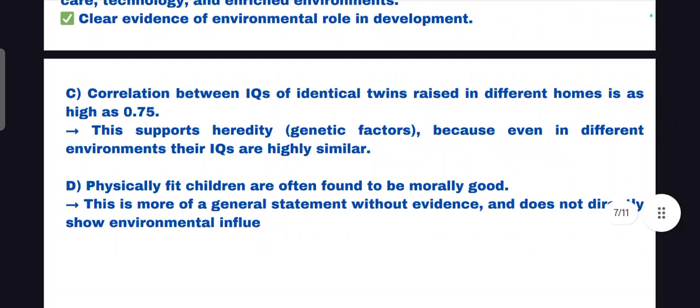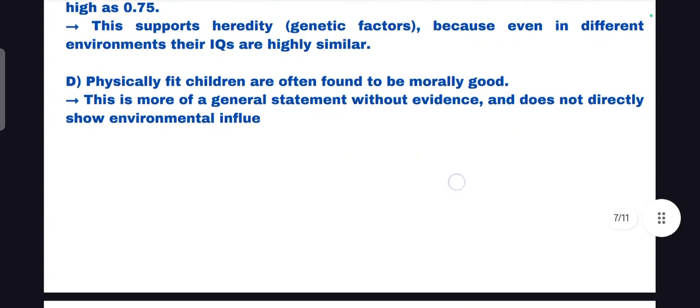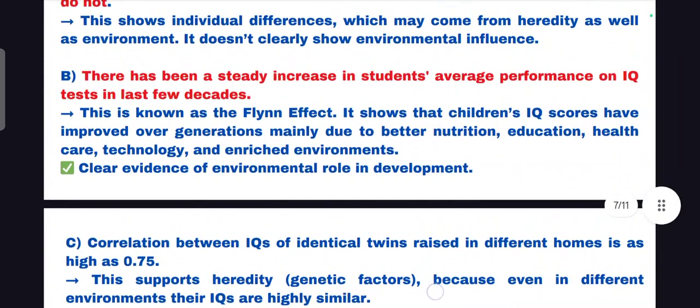What is the third statement? The correlation between IQs of identical twins raised in different homes is as high as 0.75. So this statement supports heredity, that is genetic factors, because even in different environments their IQs are highly similar. Physically fit children are often found to be morally good. This is more a general statement without evidence and does not directly show environmental influence. So the correct option is option B.